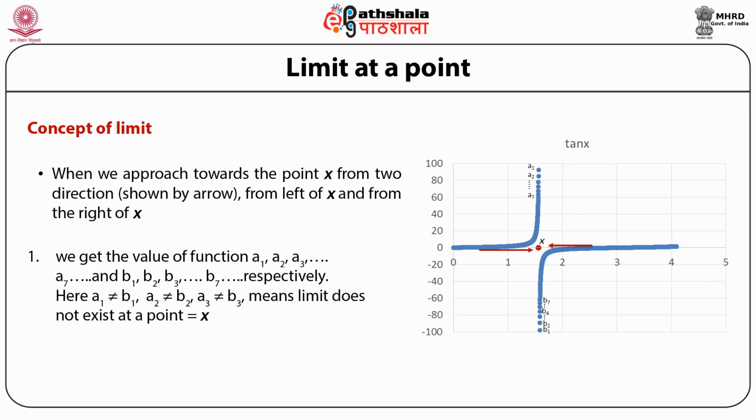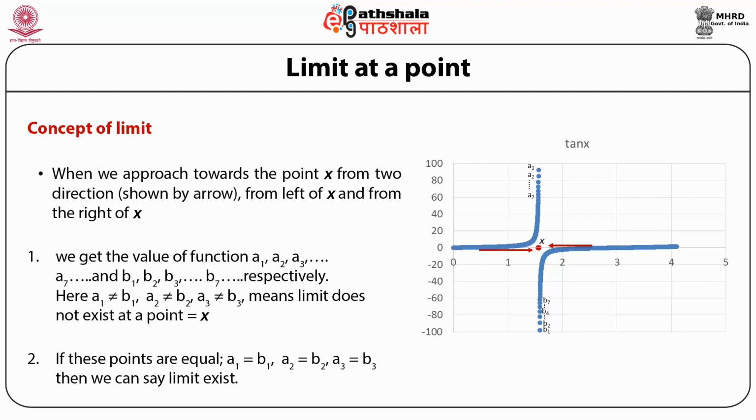So you know that the limit at x, if you approach from the left side, is going close to a1 or even maybe higher than a1. And if you go from the right side, it is approaching b7 going down to b1, and this a1 and b1 are not equal. So this means that the limit at x for the function tan x does not exist.